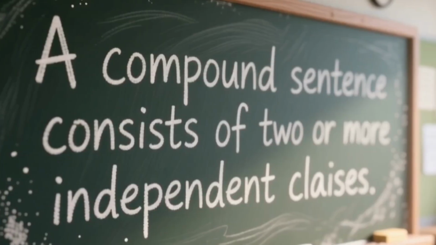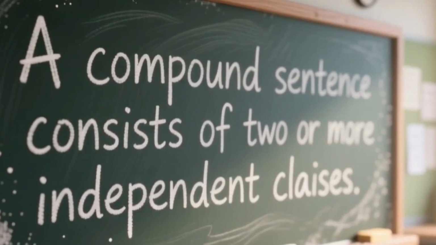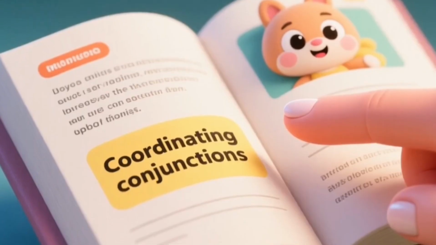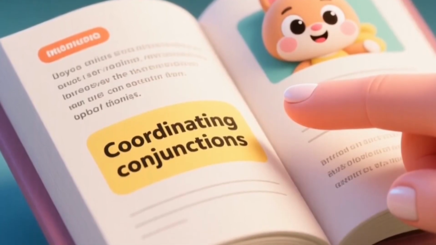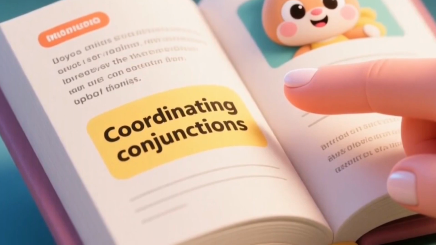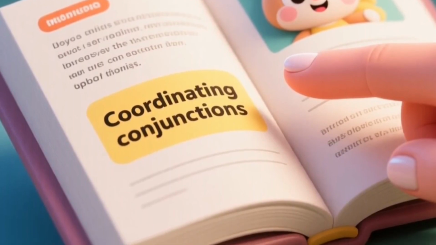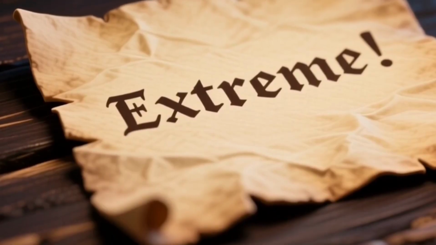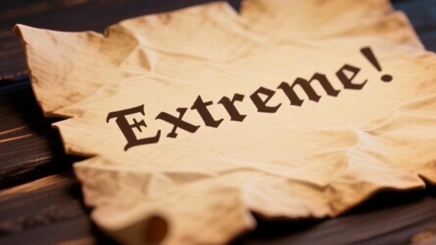A compound sentence consists of two or more independent clauses. These clauses are typically joined by coordinating conjunctions like for, and, nor, but, or, yet, so. Alternatively, a semicolon can effectively connect these independent clauses.